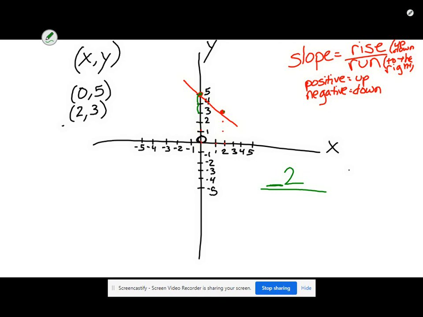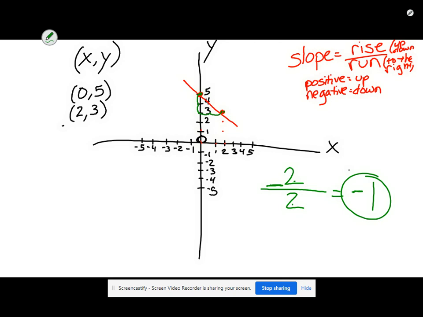And then I count how many over. 1, 2. So my slope is negative 2 over 2. What is another way of saying that, Landon? Yeah, because 2 over 2 is the same as 1, and it's a negative. So my slope is a negative 1.